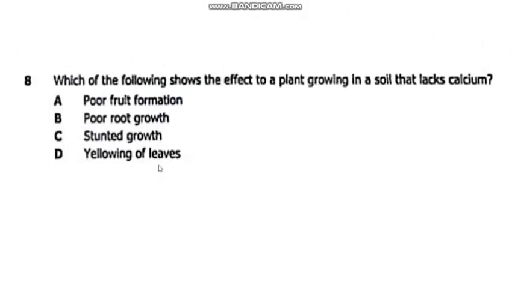So we now move on to our question 8. The question reads, which of the following shows the effect to a plant growing in a soil that lacks calcium? A, poor fruit formation. B, poor root growth. C, standard growth. D, yellowish of leaves. So the effect of a plant that is growing in a soil that lacks calcium is going to result in poor fruit formation. Okay, so here you may find that the fruits may become deformed, or they can even develop low quality, making them unmarketable. Okay, so we have answered our question 8.